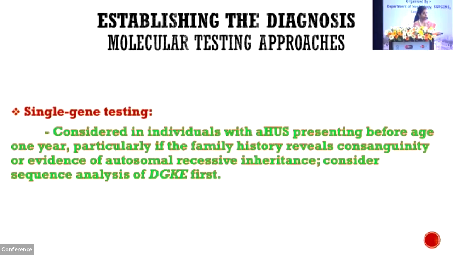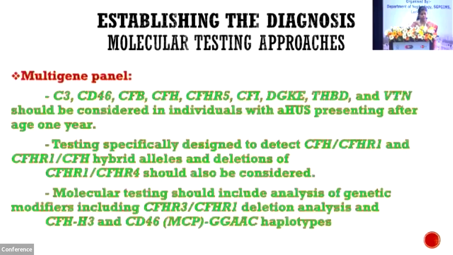Now coming to the ways in which you can do genetic testing, they can be either single gene, which is usually not recommended, only if it is a very young child who has most probably an autosomal recessive kind of inheritance. You have multi-gene panel. Again, here you should be careful. You need to include all the complement related and non-complement related genes that cause HUS. And you will have to specifically look for deletions in complement factor H related genes, as well as the haplotypes.